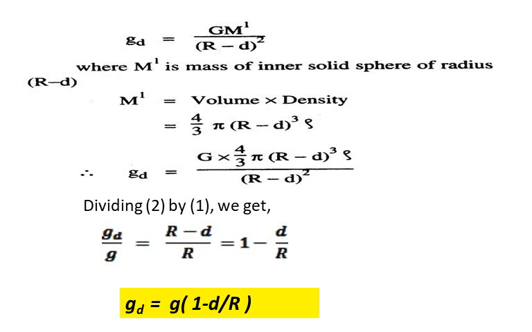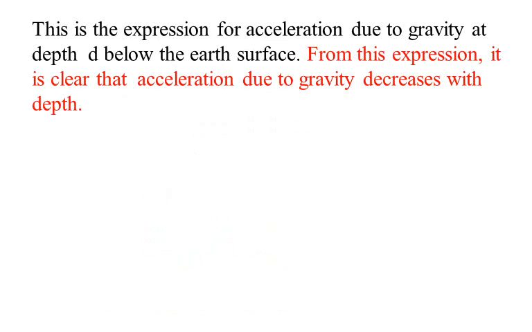Here M1 represents the mass of the inner solid sphere of radius R minus d. On the same basis as we calculated mass earlier, find out the M1 for the remaining radius R minus d, and you will get the value of gd equal to capital G into 4 by 3 pi (R minus d) cube into rho upon (R minus d) squared. Divide this equation by g and you will get gd upon g is equal to 1 minus d by R, or gd is equal to g into (1 minus d by R).